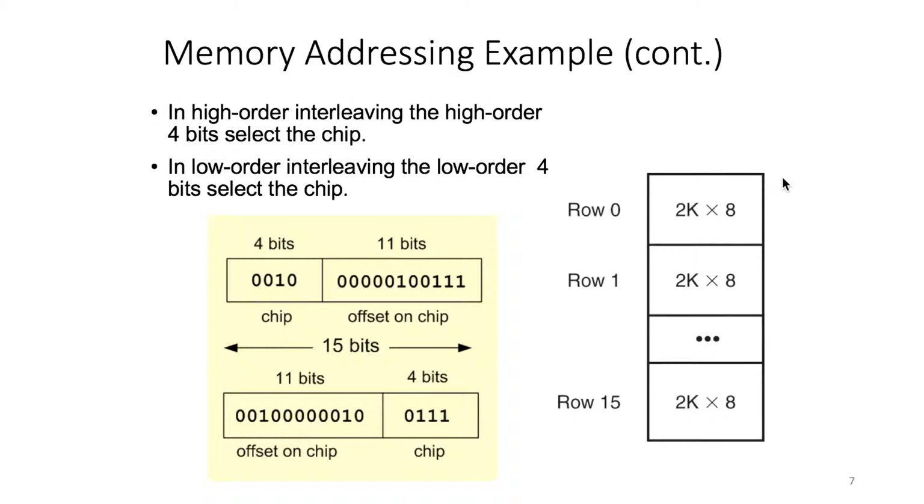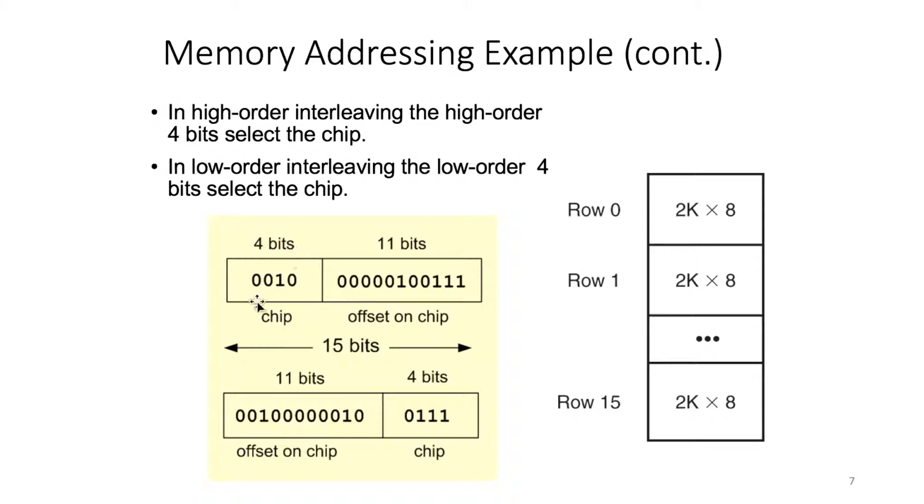With the memory we just constructed, now we try to address every location of the memory. As we discussed before, we have two approaches: high order interleaving and low order interleaving. With high order interleaving, we use the high order 4 bits to select the chips. So here is the total number of bits for representing the address of the memory. We have 4 bits for representing the chip number, and 11 bits for representing the offset within the chip.